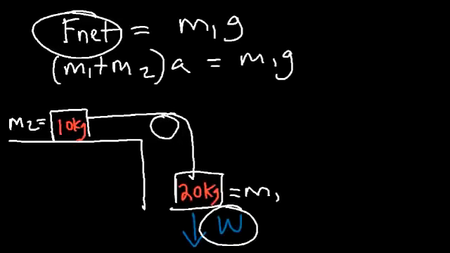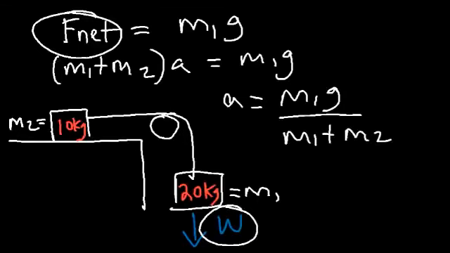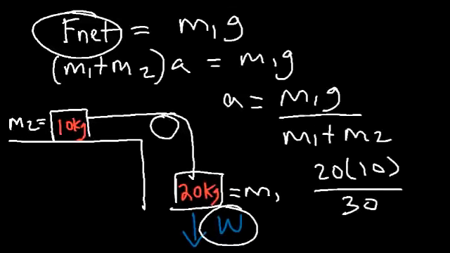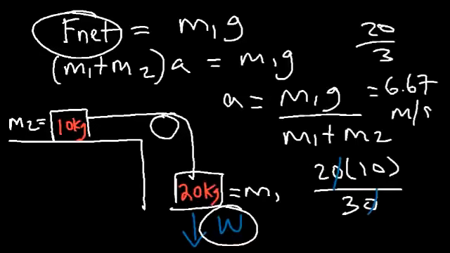But now let's go ahead and calculate the acceleration. For this particular problem, it's m1 g divided by m1 plus m2. So it's the weight force divided by the total mass of the system. So it's 20 times 10 divided by 10 plus 20, which is 30. So we can cancel a 0. 2 times 10 is 20. So it's 20 over 3, which is about 6.67 meters per second squared.